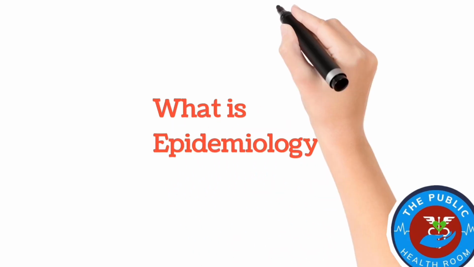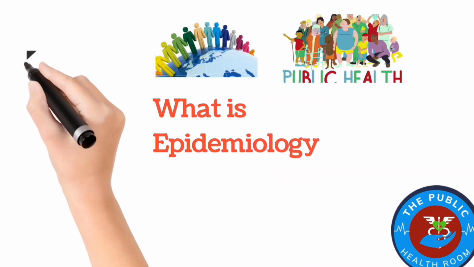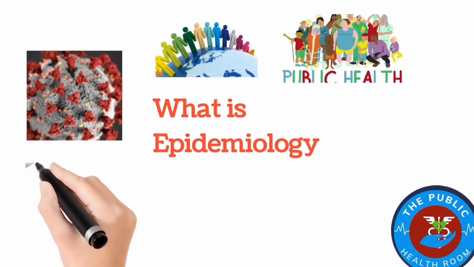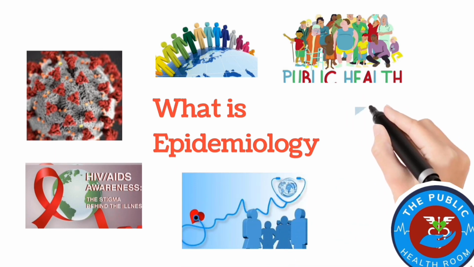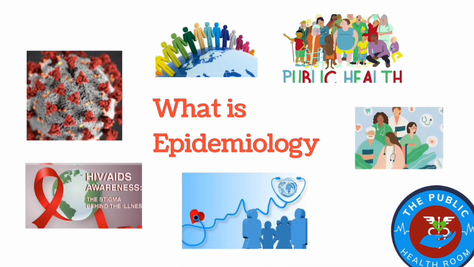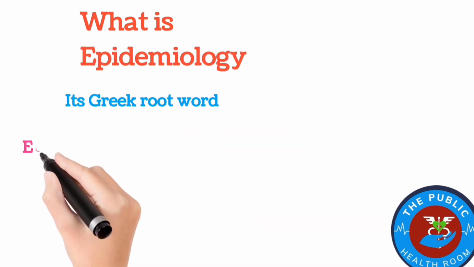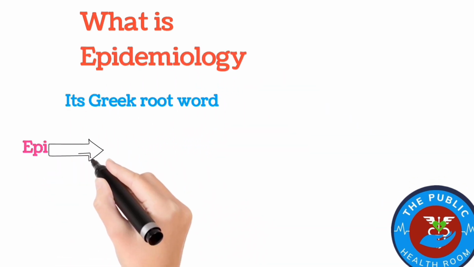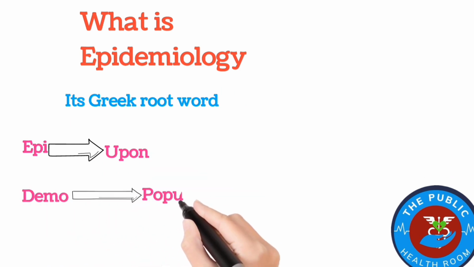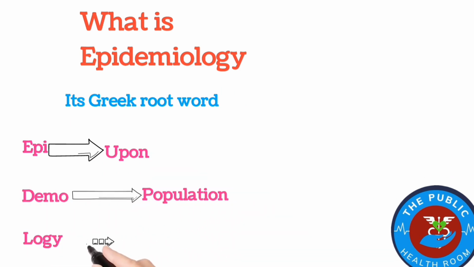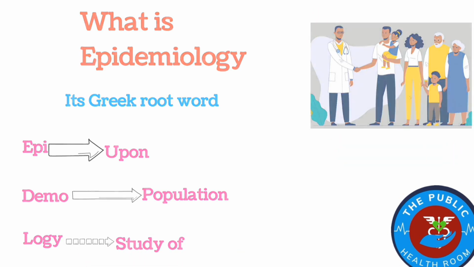What is epidemiology? When we think of public health, the well-being of the nations of the world, outbreaks and pandemics like coronavirus, HIV/AIDS, prevention and control of disease, and the works of epidemiologists, epidemiology plays a central role. So what is epidemiology? The word epidemiology comes from the Greek words epi meaning upon, demo meaning population, logi meaning study of. In other words, the word epidemiology has its roots in the study of what befalls a population.